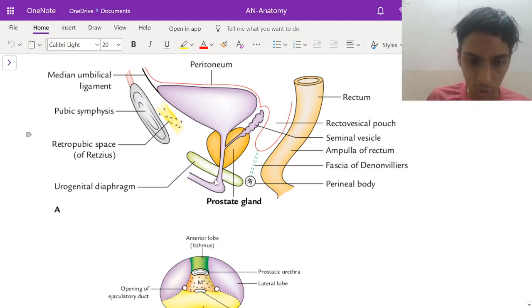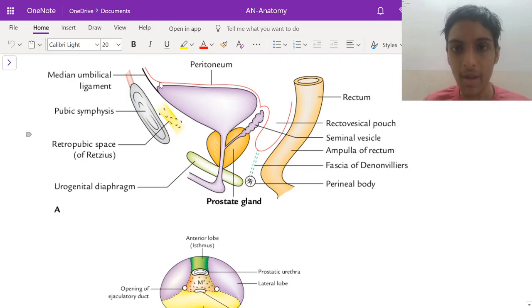And here is the urogenital diaphragm with the perineal body, and this is the fascia of Denonvilliers. Here is the rectum, and here the pelvic mesocolon also will be there. Along with that, the pubic symphysis, the median umbilical ligament, and the anterior abdominal wall.